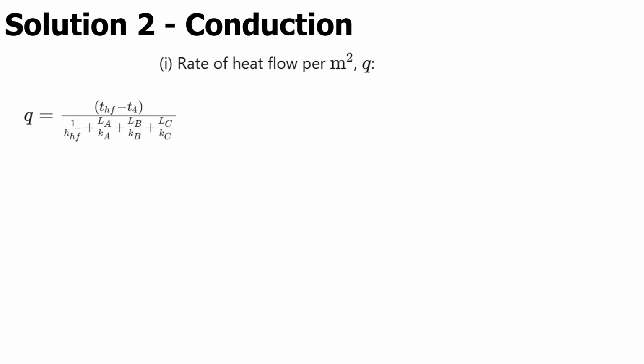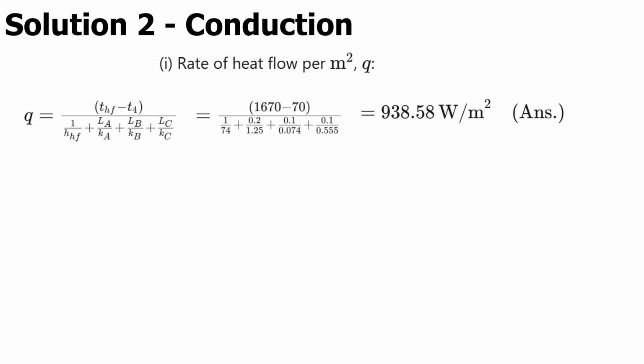First, let's calculate the rate of heat flow per square meter, denoted as Q. For a composite wall with convection at one surface, the formula for Q is the overall temperature difference divided by the sum of all thermal resistances. This includes the convective resistance at the inner surface and the conductive resistances of each brick layer. Substituting our known values and performing this calculation, we find the rate of heat flow Q to be approximately 938.58 watts per square meter.